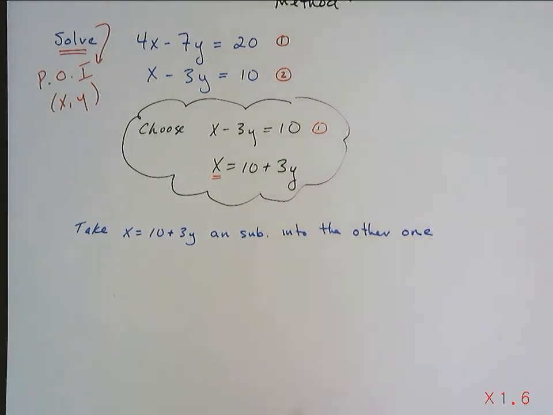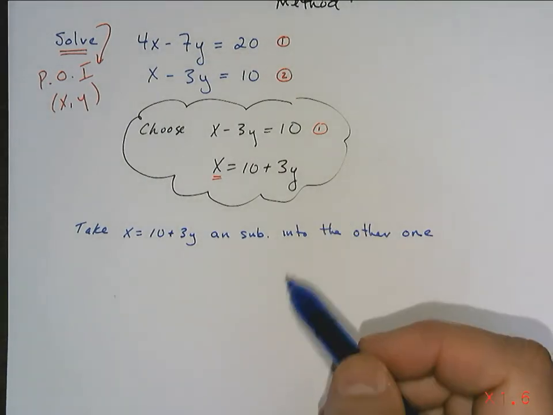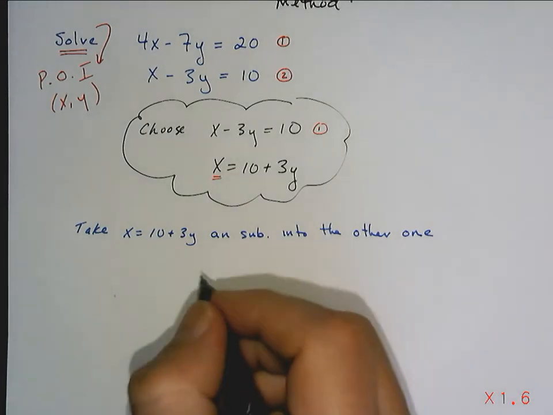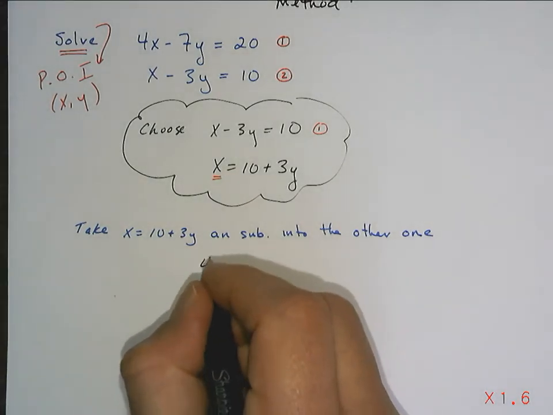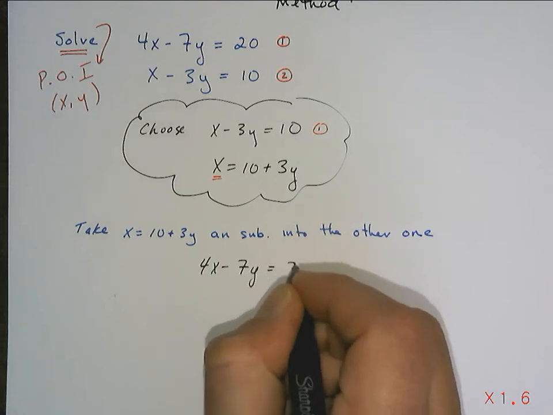And write this. If you want to get this right, I suggest you actually do these steps. You actually write them. So I'm going to take this and substitute it into the other one. So what is the other one? The other one is 4x minus 7y equals 20.